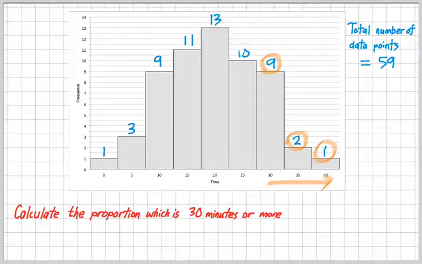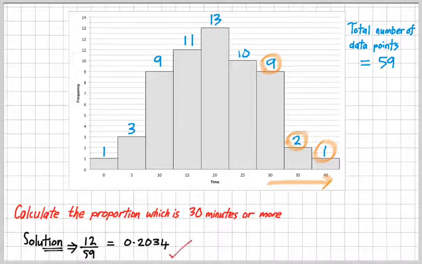So what we're looking for here is 30 minutes or more. So we're looking at those 3 points in particular. So the solution, we're going to take out 12, which is 9 plus 2 plus 1, and we're going to divide it by the total of 59, and we get our proportion. And that's our final answer there. This is the first question. We're going to consider 2 more questions.